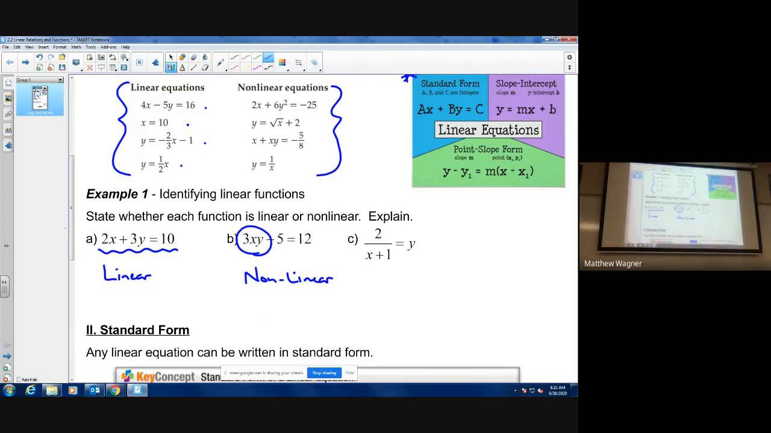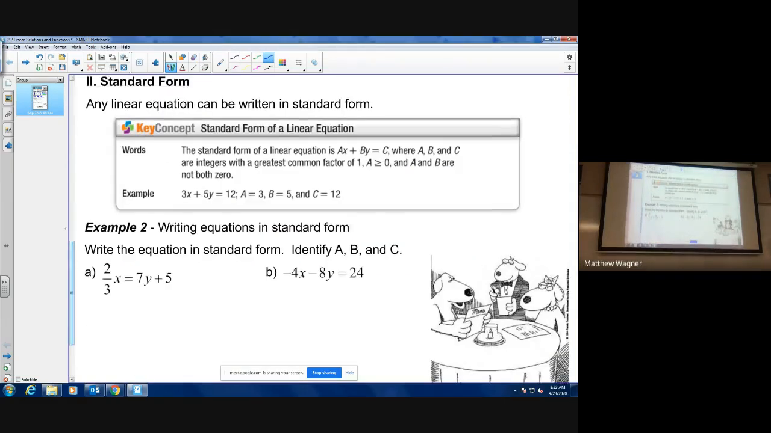And then the last case, you can see we are dividing by a quantity with a variable. This is also going to be nonlinear. We'll delve into some of these graphs later this year, but right now all you need to understand is those are not linear equations. Second part of the day is discussing standard form.